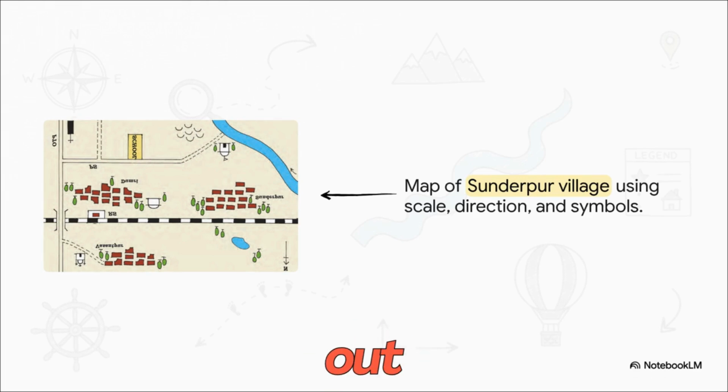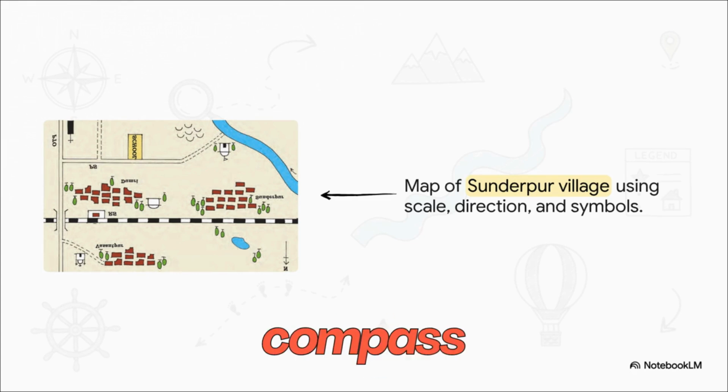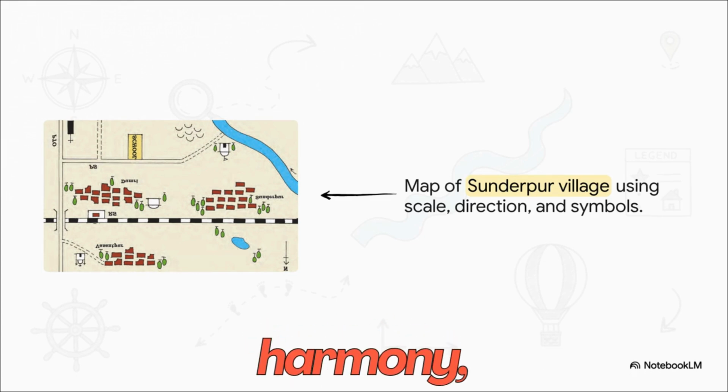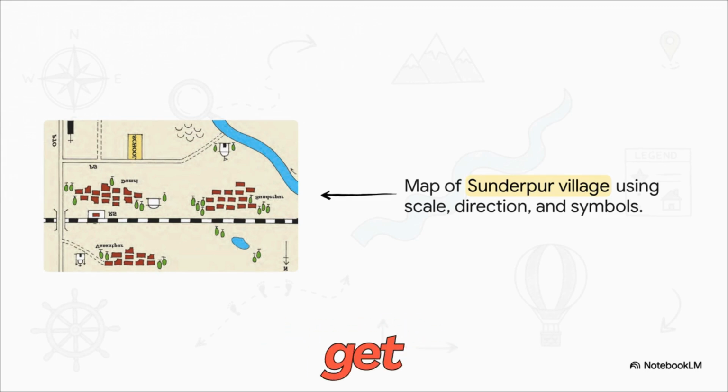Now, just scan across the area. You can easily pick out the blue line indicating a river flowing on the right side. You'll see green tree symbols scattered around, maybe showing some orchards or small woods. Notice the letters PS indicating a police station near the top, and PTO for a post and telegraph office. There's even a railway line marked super clearly in black and white right across the middle. By using our scale, our compass directions, and our symbols in total harmony, we can figure out exactly how far the police station is from the railway station and exactly which direction we need to walk to get there.